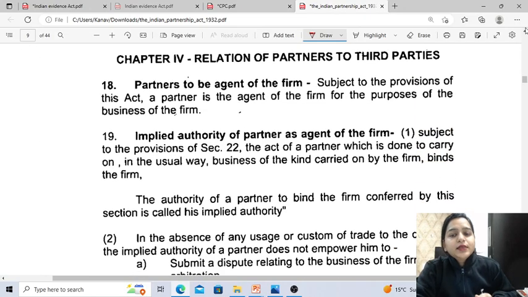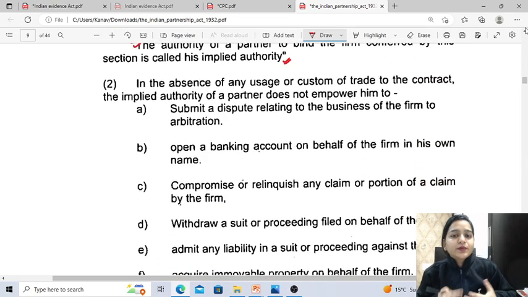Now the partner is the agent of the firm for the purpose of business of the firm. So one is the express authority, that is expressly written, expressly provided. One is implied authority. So the authority of the partner to bind the firm that is conferred by section 19 is his implied authority. So in the absence of usage or custom of trade to the contrary, the implied authority of a partner does not empower him to submit a dispute relating to the business of the firm to arbitration.